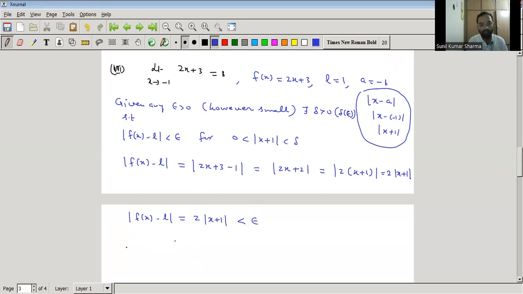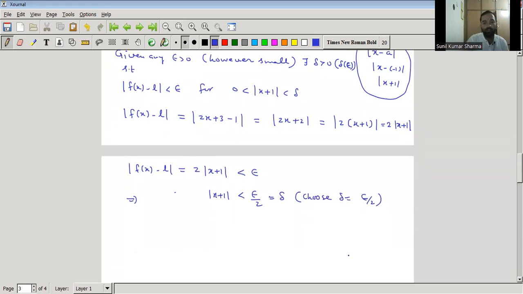This implies mod x plus 1 is less than epsilon by 2. How do we find this to be less than epsilon by 2? We multiply both sides by 1 by 2. It is a positive number, so by multiplying by 1 by 2, there is no change in the inequality. So mod x plus 1 is less than epsilon by 2. So this is our delta. We choose delta equal to epsilon by 2.